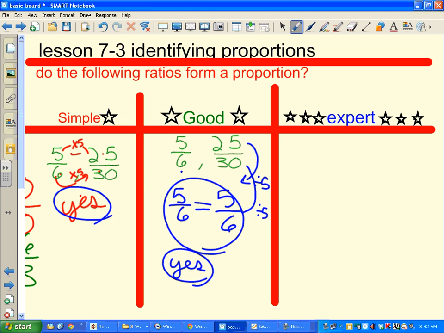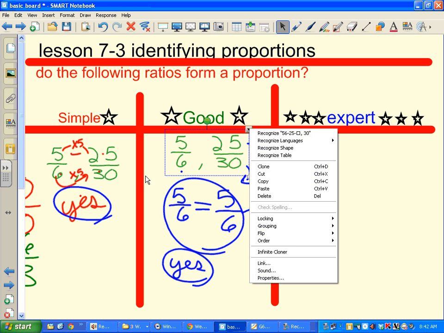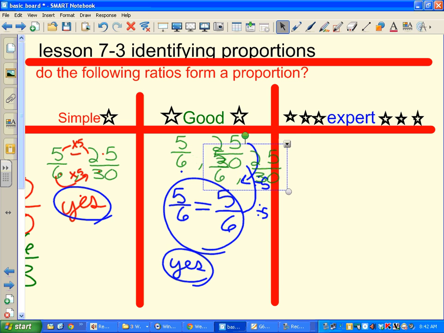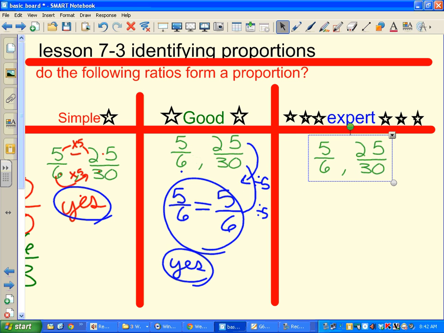Okay? Well, now comes the tricky part. The tricky part here is the expert way. And the expert way, Mr. Briggs just learned this morning, so go easy on him. But he learned this from Mr. Schiller, so if it doesn't make sense, blame him. All right. And the expert way is to do what is called cross products. And cross products is multiplying the numerator times the denominator. And if those two numbers match, we're good.